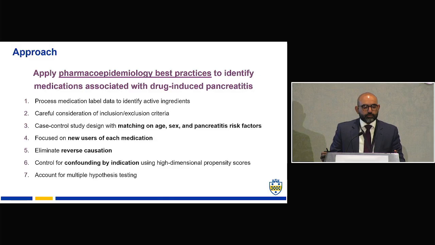Number 3 was that we were using a case control study design to match on age, sex, and pancreatitis risk factors such as history of alcohol use disorder to isolate the medication effects. Number 4, we're focusing only on new users of each medication because new users are more susceptible to adverse drug effects compared to people who've been maintained on a medication for a long time. And then number 6 is that we control for confounding by indication using high-dimensional propensity scores. So this allows us to isolate the effect of the medication from the effect of the reason why the medication was prescribed.